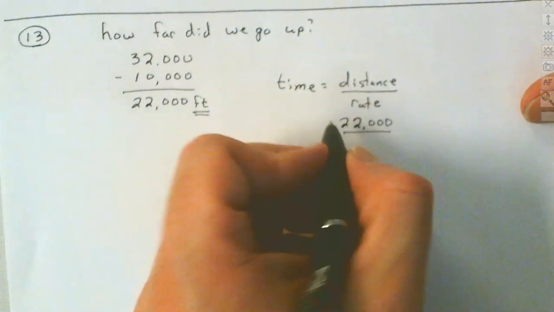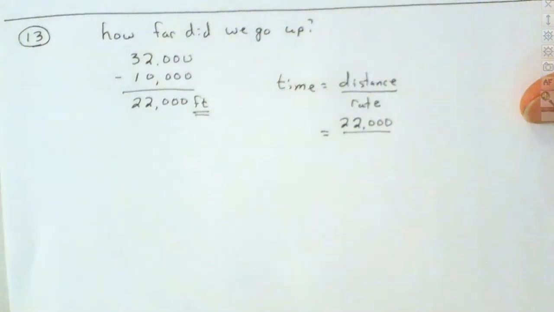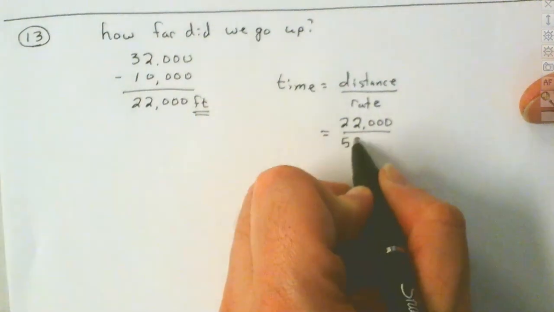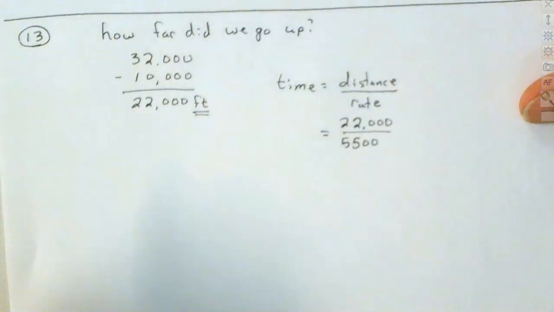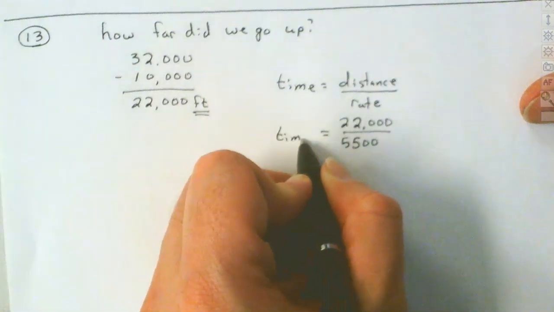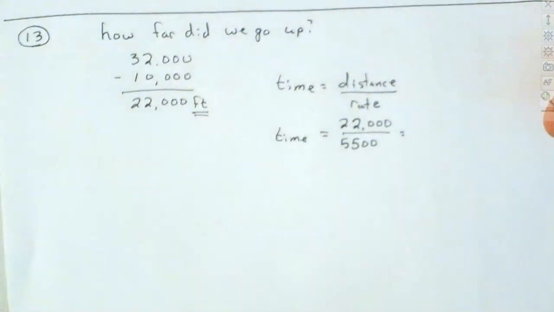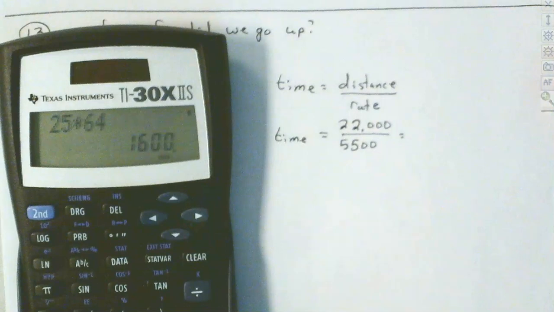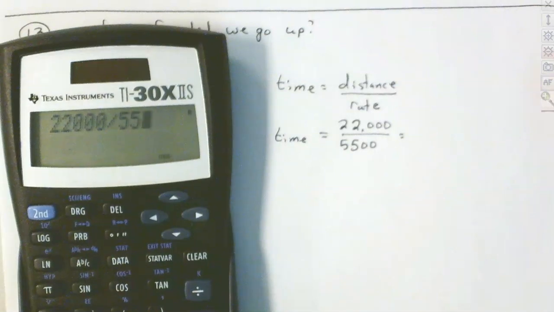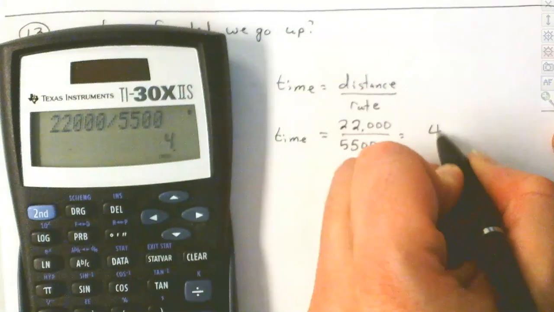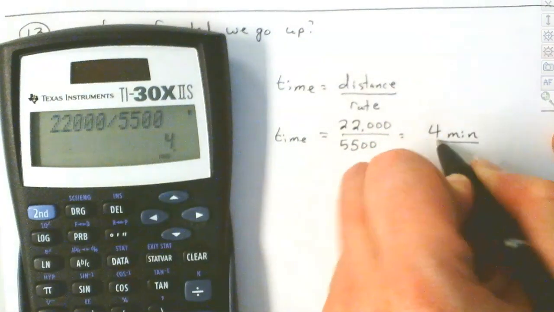We don't know. But how quickly can we go up? We can go up at 5,500 feet per minute. Now, all we need to do is divide, and that's going to give us our final answer here. So 22,000, divide that by 5,500. That gives you then 4, so it takes 4 minutes.